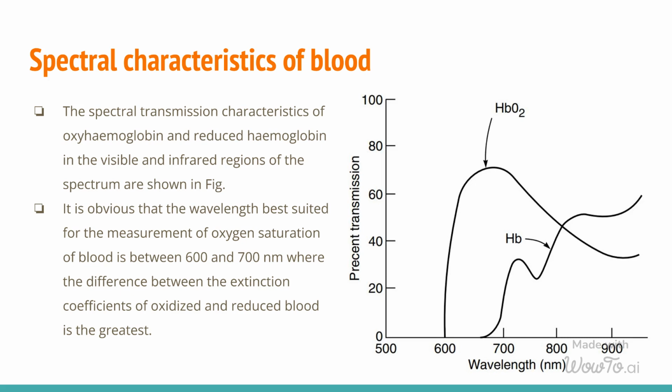This allows for the measurement of parameters like oxygen saturation and concentration of hemoglobin in the blood. Additionally, the scattering of light in blood is influenced by the size and concentration of red blood cells, providing information about cellular morphology and density. By analyzing the spectral characteristics of blood, researchers and healthcare professionals can gain valuable insights into various physiological conditions and monitor changes in blood composition.